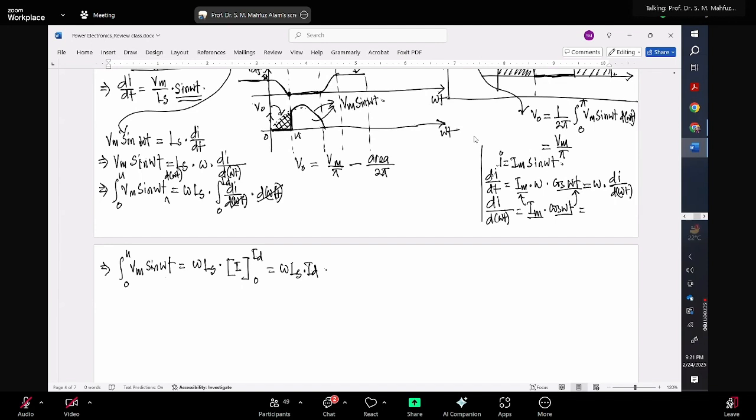So if I put this value here as the area, then what can we write? Your V naught would be Vm over pi, minus your area, which is omega Ls Id over 2 pi.